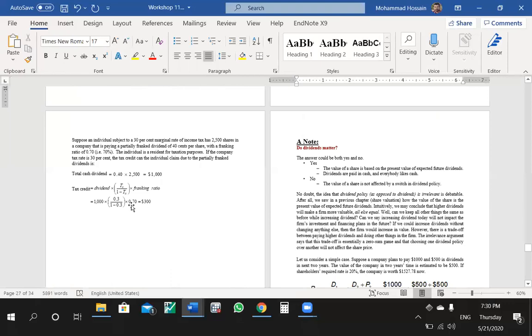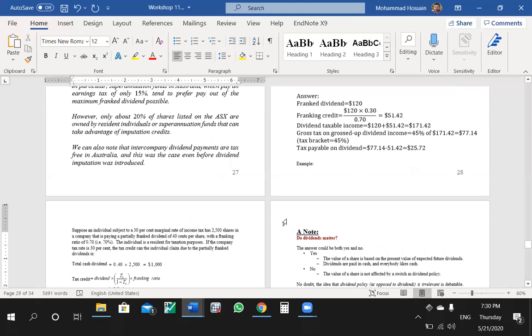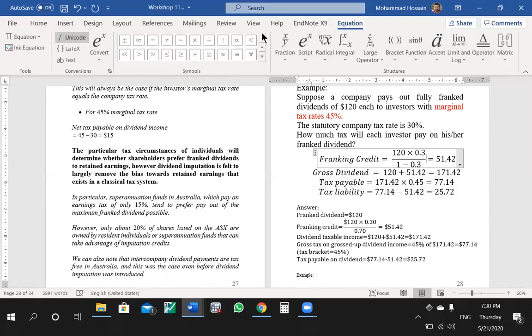All right, and this one, just calculate the tax credit, easy. Dividend multiplied by this franking ratio. That's it, done. Okay, in this case, we did not calculate the franking credit because it is always 100%, or multiplied by 100%. That's why we did not do it. Okay, if you want, you can actually do it, multiplied by a franking ratio of 1.